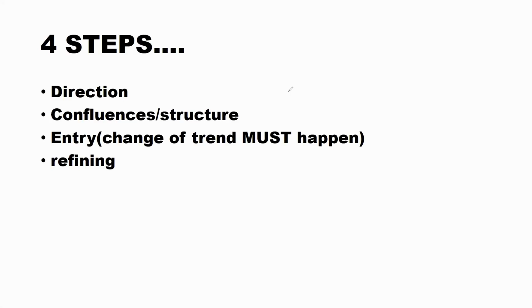Before an execution of a trade that you'd like to take, whether you want to take a buy or a sell, you have to make sure the following are in check. You have to make sure you have gotten your direction right. You have to make sure you have confluences in place that give you the structure, because we use the same confluences to also identify the structure that we are going to use.